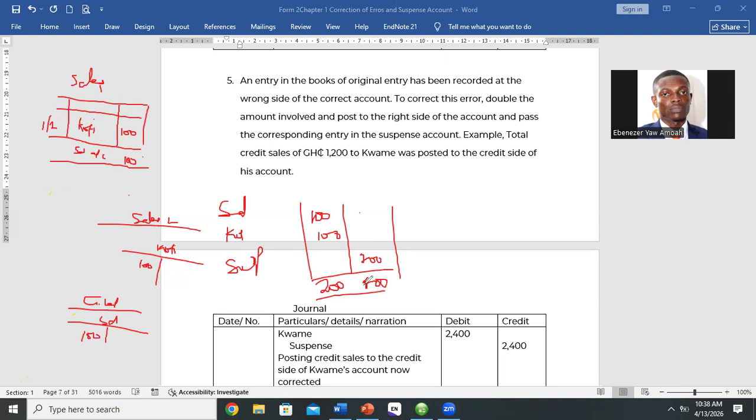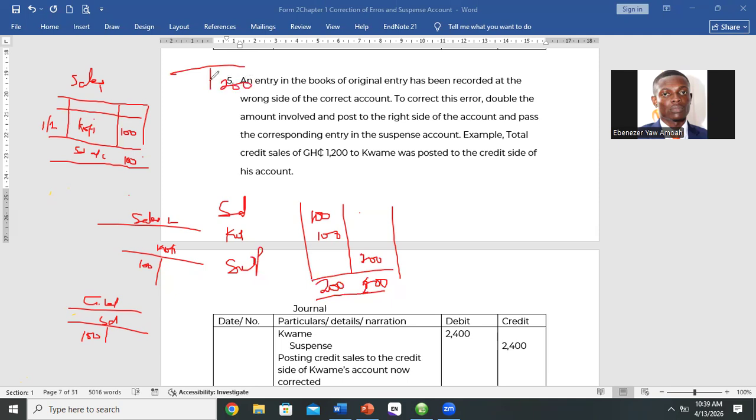Then you go and do investigations why this suspense is here. Then you realize that, oh, when you were posting from the original book, or the sales day book, to the account, you put it at the wrong side. So because of that, you now have a suspense account which is holding 200 at a credit.